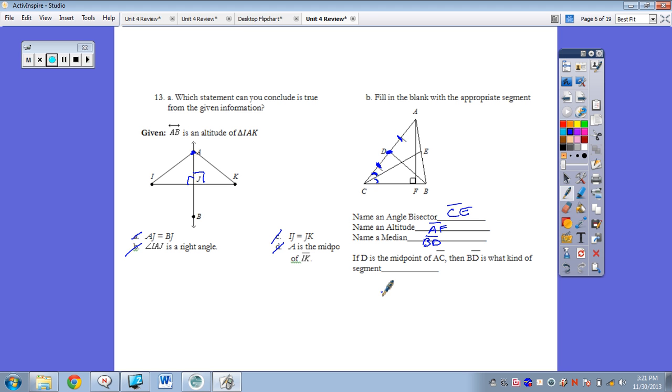Okay, if D is the midpoint of AC, which it is, then BD is what kind of a segment? Well, we kind of just did that here. That makes BD a median, because D is the midpoint of AC, and B starts at a vertex.